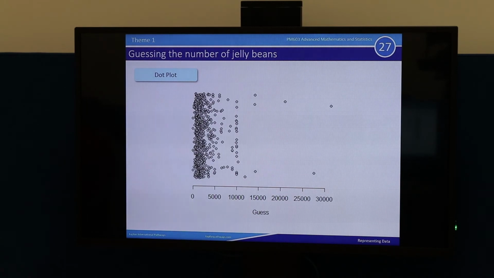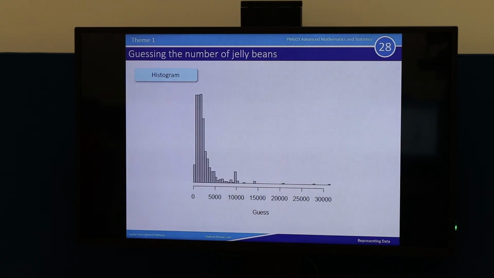So are you happy? This is one plot that you can have. It's called a dot plot, just simply because you are plotting dots, and each dot represents an individual guess, an individual data point. Another example may be this, which is a histogram. Now, some people may know a histogram better as a bar chart. A bar chart is a type of histogram, but the reverse isn't true. Effectively, the height of the bar corresponds to the frequency of the guess.